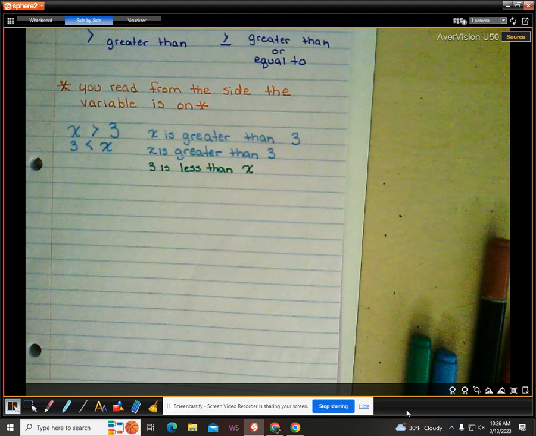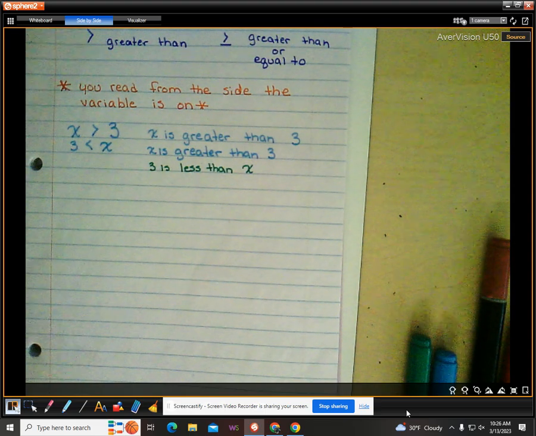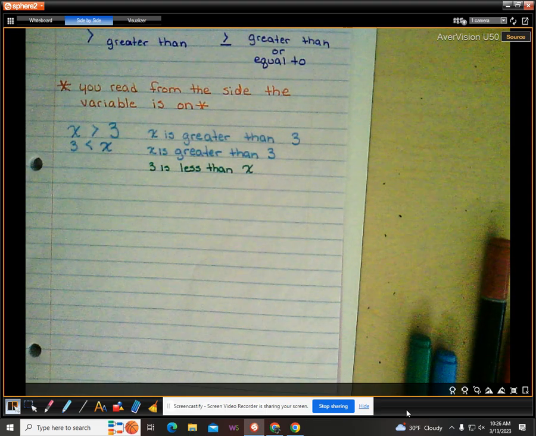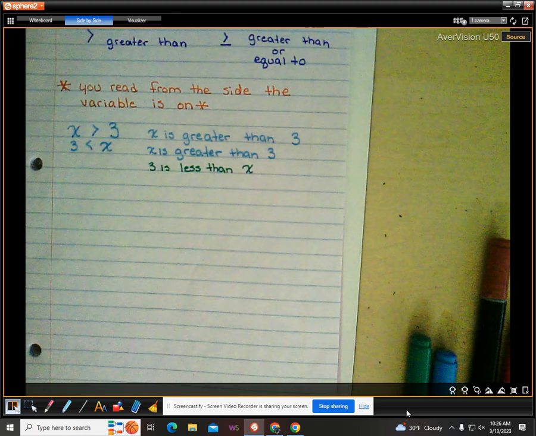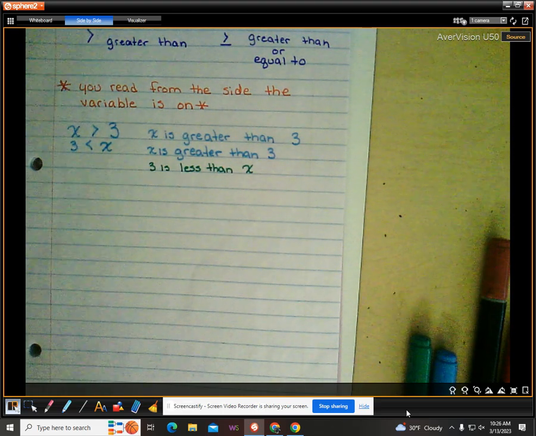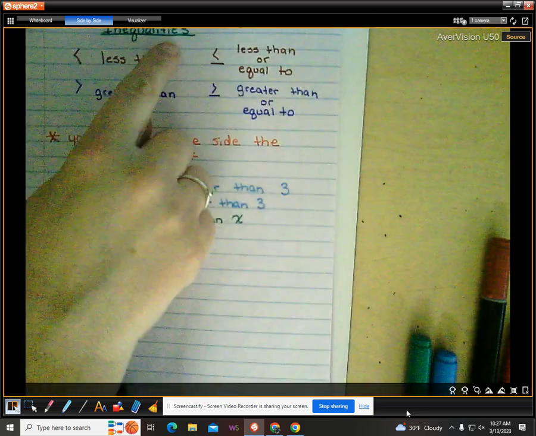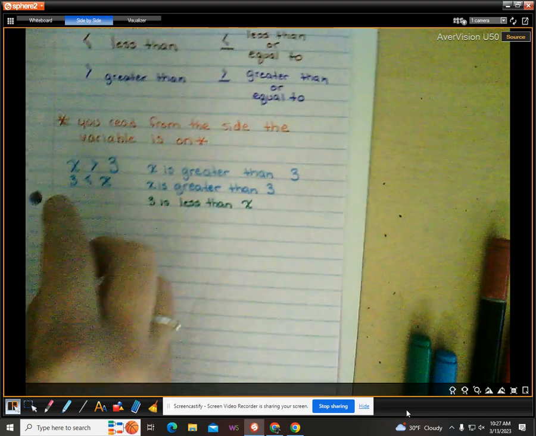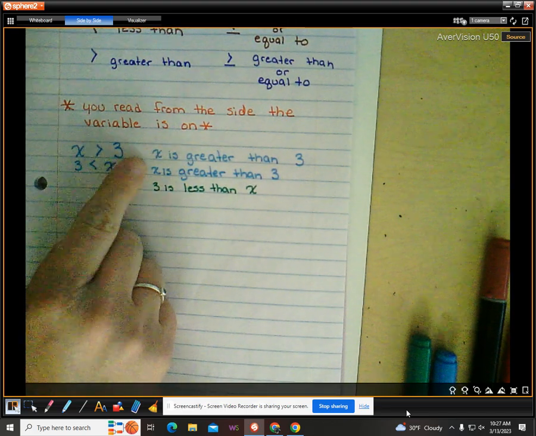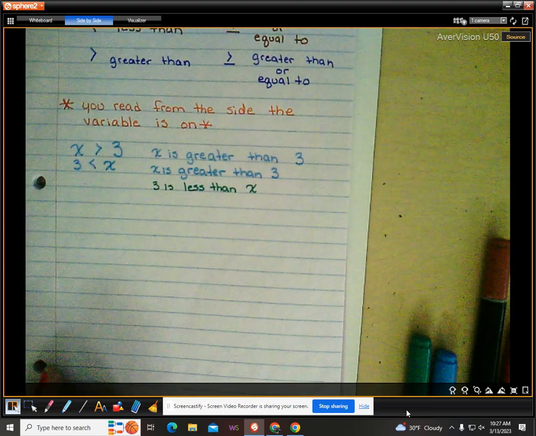Yes, Brielle. So for the first equation we did, could it be 3 is less than x? Absolutely, yes. Because if x is greater than 3, then obviously 3 has to be less than x. So you see how you can read it from either side and it changes what that sign means? That's why this can sometimes be confusing. You really have to understand how these two things are being compared. Okay?